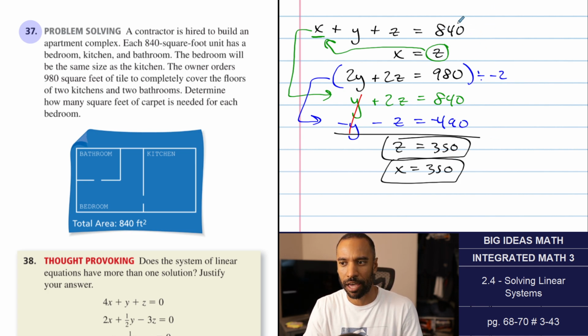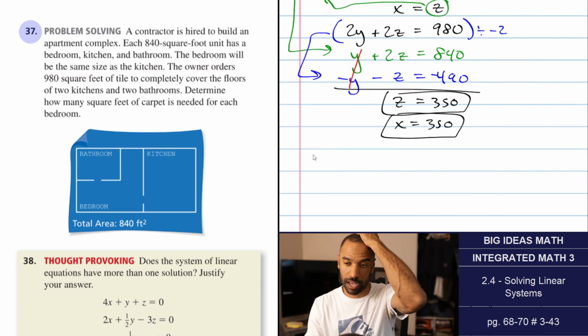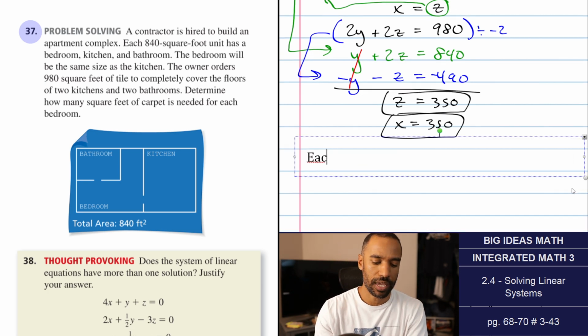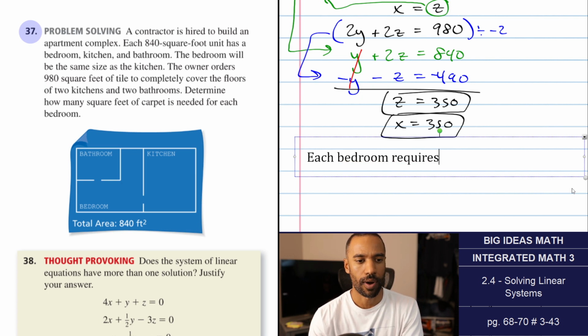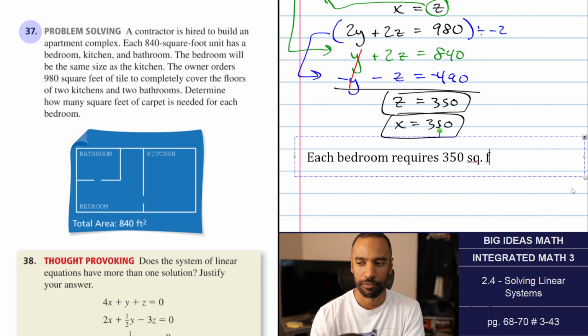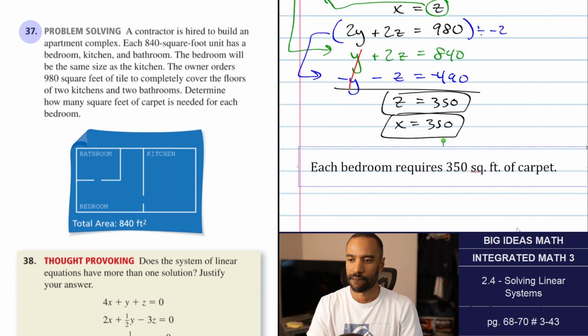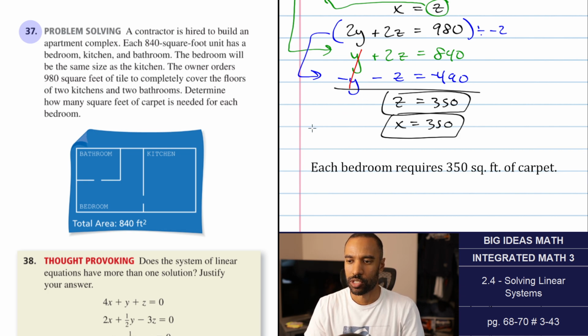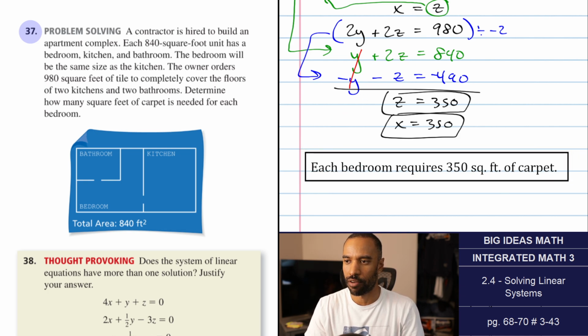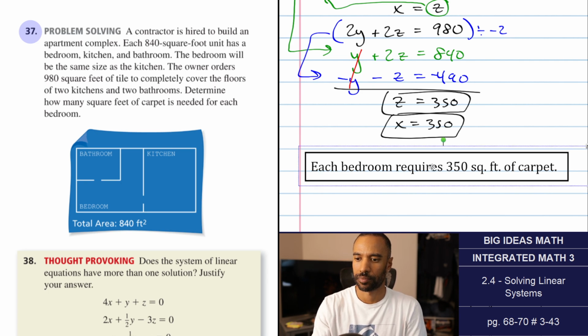So each bedroom needs 350 square feet of carpet. And so I assume the bathroom needs 140 square feet of tiles. But we only need the bedroom answer. So each bedroom requires 350 square feet of carpet. All right. Yeah, once again, very open-ended. A lot of ways you can solve that one. That's the way I went about it.